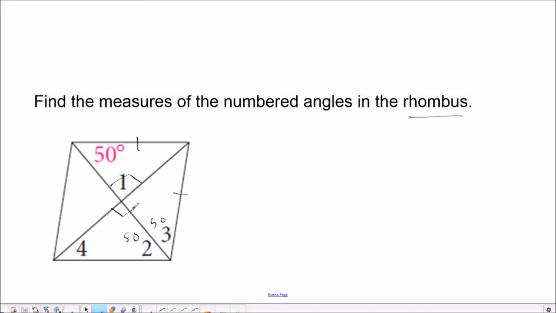So we know the diagonals make 90. You got 50 there, 90 there, and something there. So let's do 180 minus 50 minus 90, and we get 40 when we do that. So I'll just fill it in like that. That's actually a 40-degree angle. Okay, and that's all done.